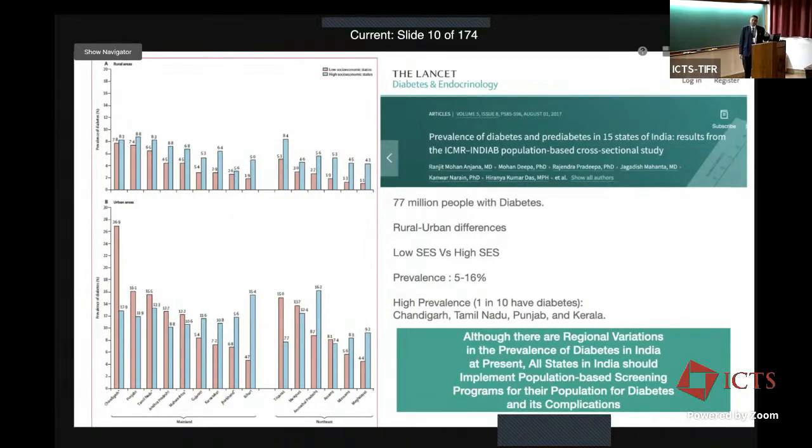This is a little older data, but when this was published, we had 77 million. Today, we have 101 million, the newer publication which has come. So we have 101 million people with diabetes. There are definitely urban-rural differences. The low socioeconomic versus high socioeconomic group. There's high prevalence now in Tamil Nadu, Kerala, and recently it's Goa and Puducherry which are having more prevalence of diabetes.